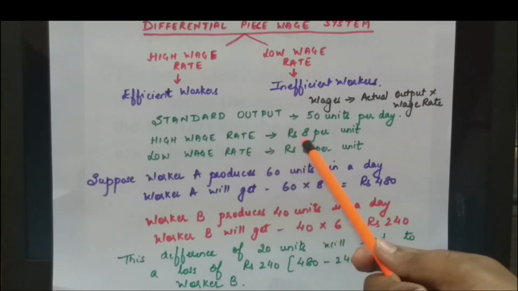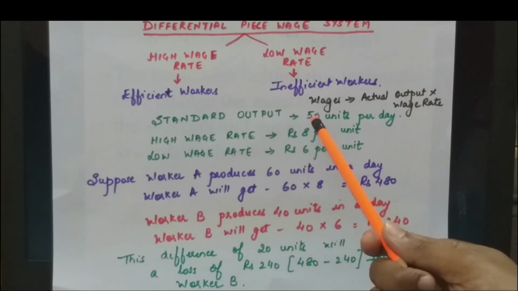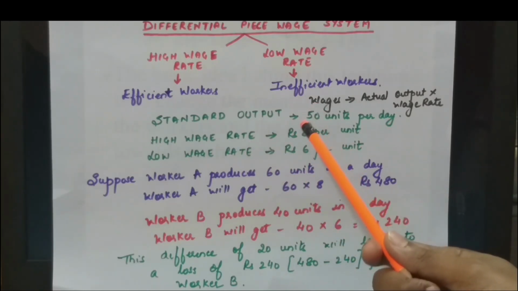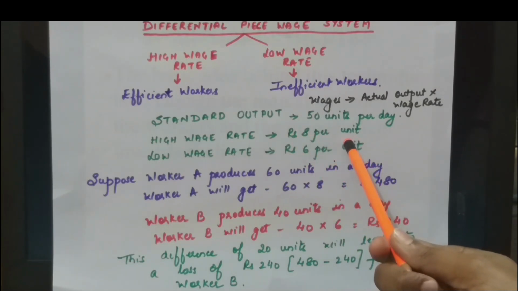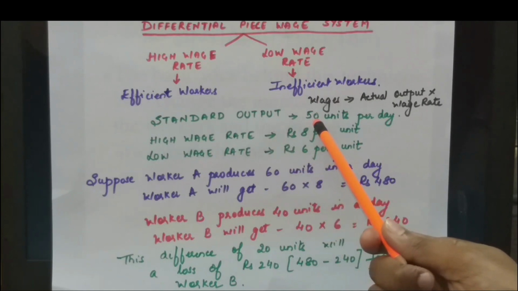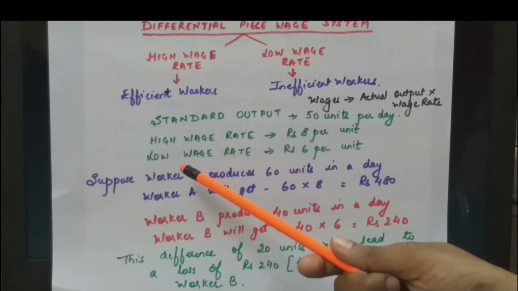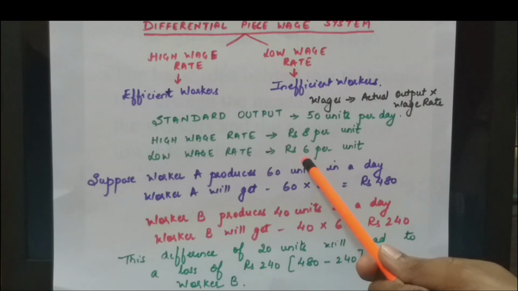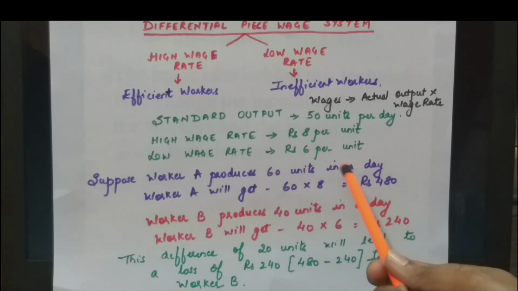High wage rate for efficient workers who are able to complete this target of 50 units or more than that, they should be paid at the rate of rupees 8 per unit. And those workers who are not able to reach the standard output, they should be paid at lower wage rate, which is rupees, say 6 rupees per unit.